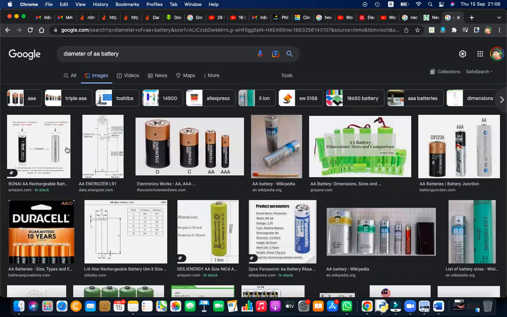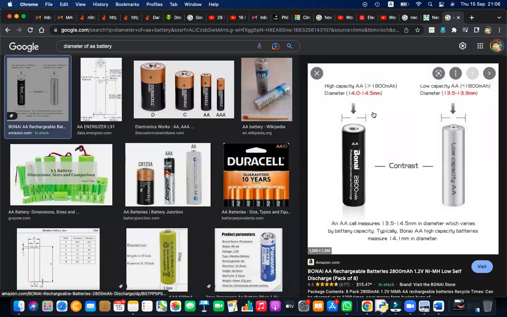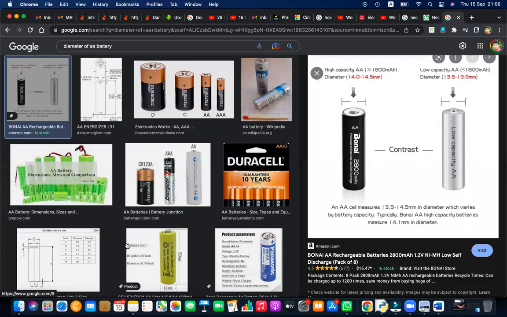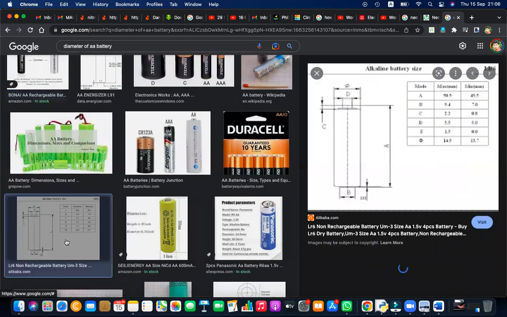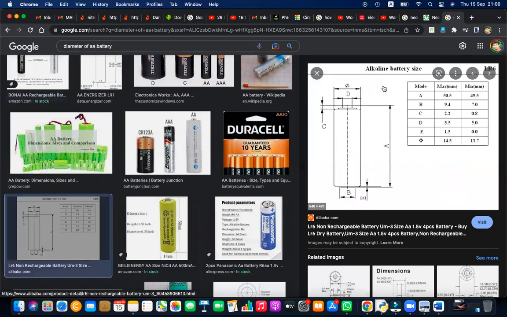Yeah, you can see it here. It is not 50 millimeters, sorry. AA battery is 14 to 14.5 millimeters, and the low capacity AA is 13.5 to 13.9 millimeters. Yes, this measurement is good. This is what you actually need. A is not the measurement, this unit, around 14 millimeters.